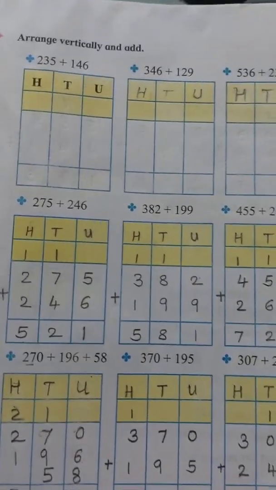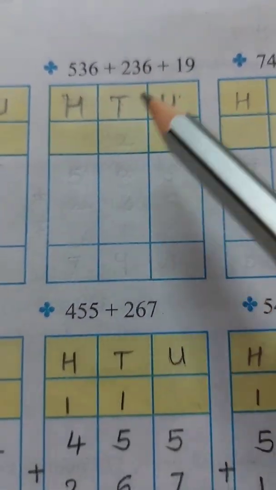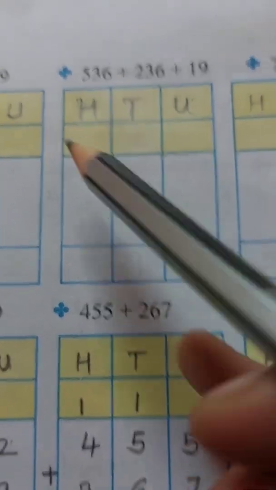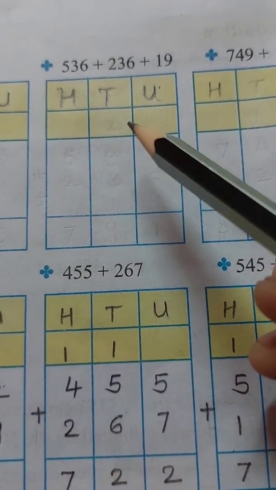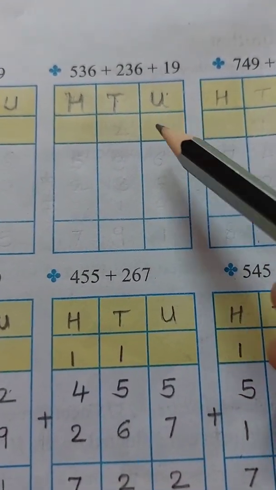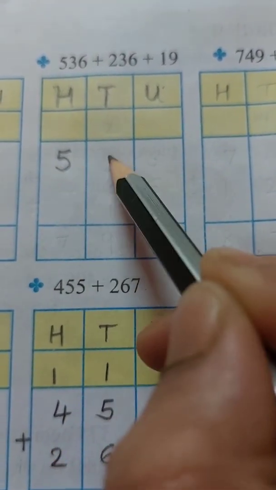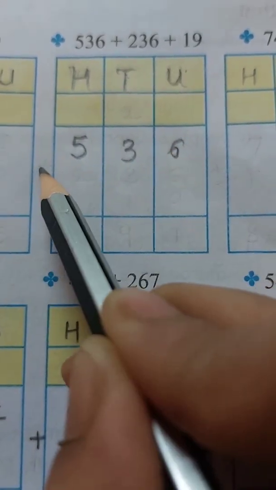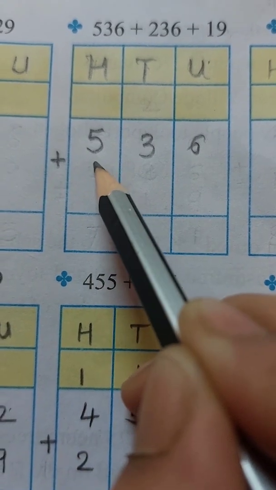Now let us see sums given on page number 53. What is the question? Arrange vertically and add. Your numbers are given in horizontal manner. You're going to arrange them vertically and add them. So let us begin. First thing you have to do is write hundreds, tens and units. And then you will place the number in its correct column. So 500, 3 tens and 6 units. Plus, you finish writing one number, put plus sign.